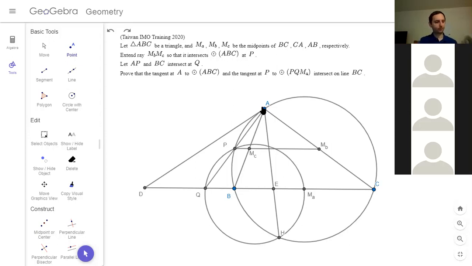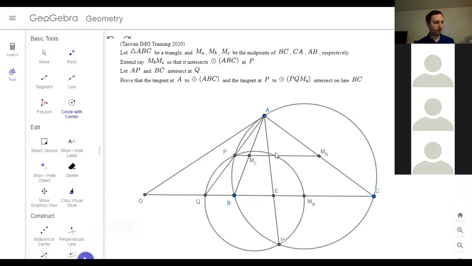I think my idea should kind of lead to a solution. I wonder if Q is the midpoint of D. No. I'm going to write out some calculations on my paper.